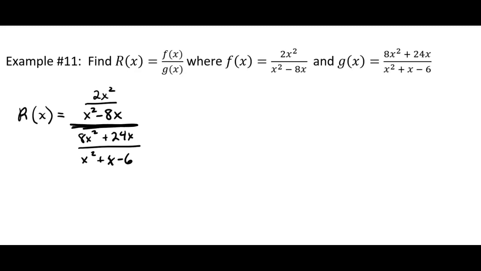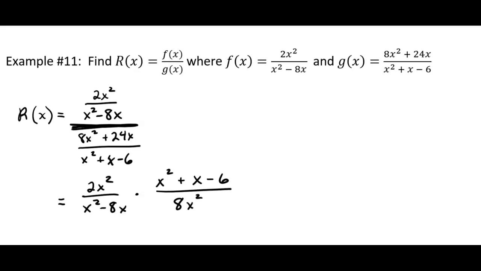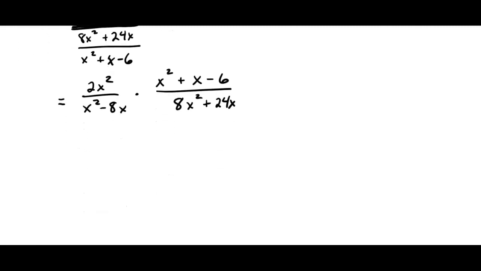So you want to make sure you know where the big division bar is, but it's there. And so we have 2x squared over x squared minus 8x. We're going to change that division to multiplication now, and then we'll flip the bottom one. Easy to lose track of some of the terms and the signs, so try to be careful. Let me make sure I copied everything right. All right. And now we're going to factor.